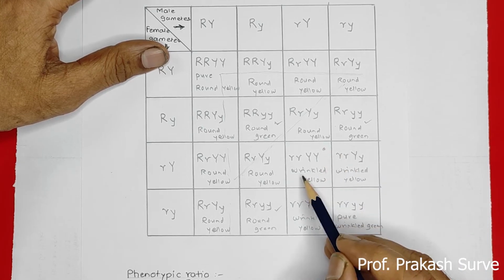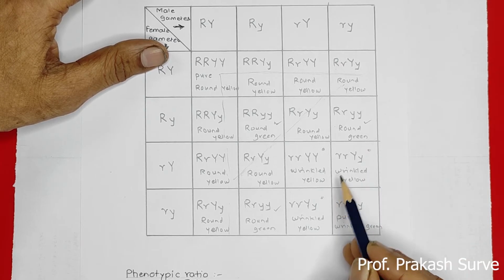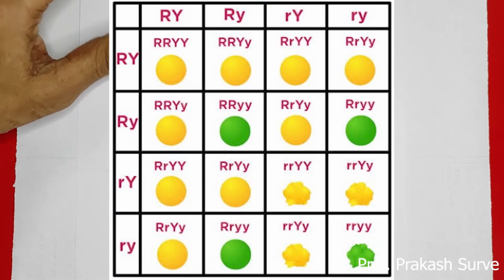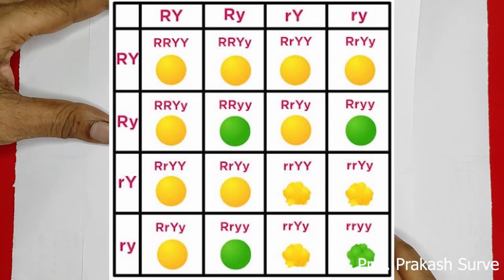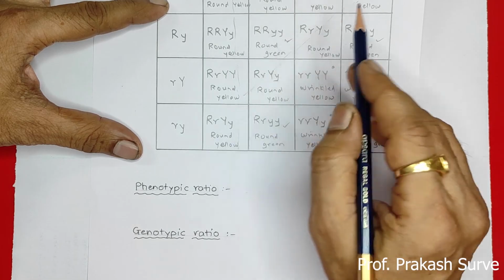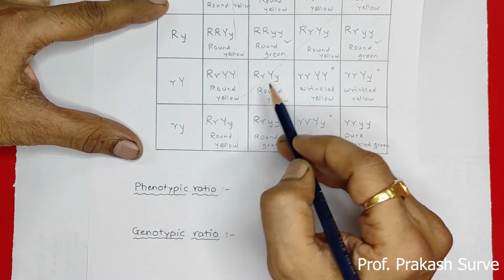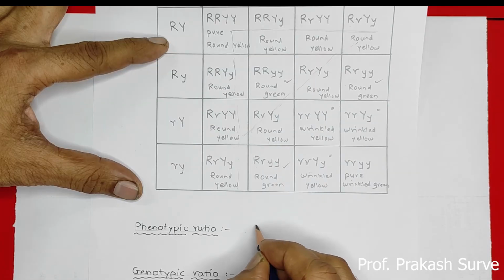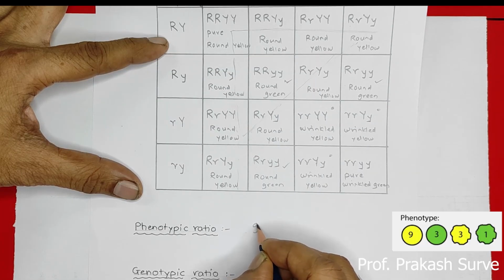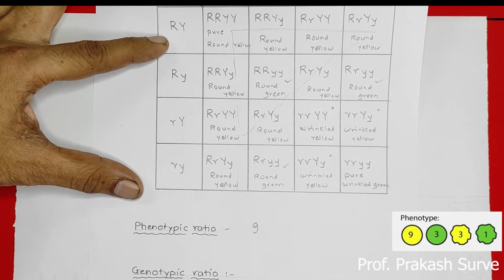I am making the circle, wrinkle yellow, this also wrinkle yellow, this also wrinkle yellow. So 3 we get the wrinkle yellow. So phenotypically, when we observe that phenotypic ratio, what we get here, the round: 1, 2, 3, 4, 5, 6, 7, 8 and 9. We get the 9 plants, which show the round and the yellow seed.